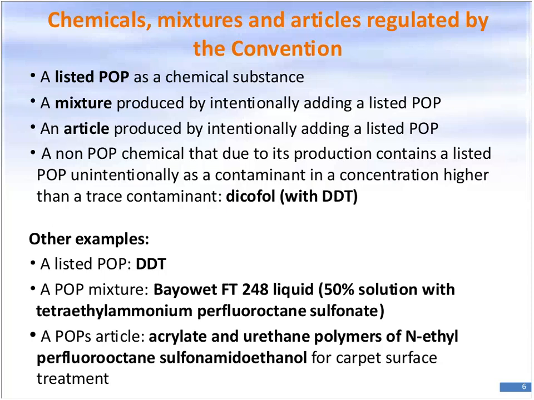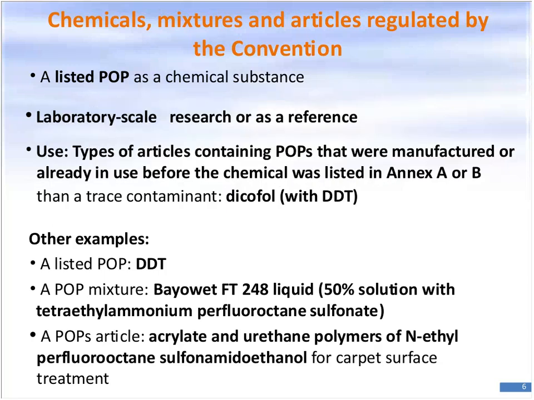So an article which is produced by adding a POP, and the example is on the bottom of the page: acrylate and urethane polymers of N-ethyl perfluorooctane sulfonamide ethanol for carpet surface treatment. So there is a carpet, and the POP is used to treat the surface of the carpet. So not only the chemicals listed, but also mixtures of them and articles produced from these POPs are restricted, banned under the convention.